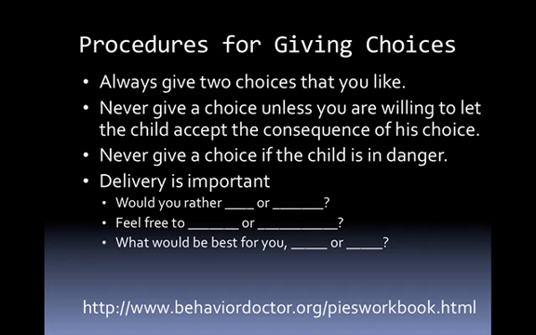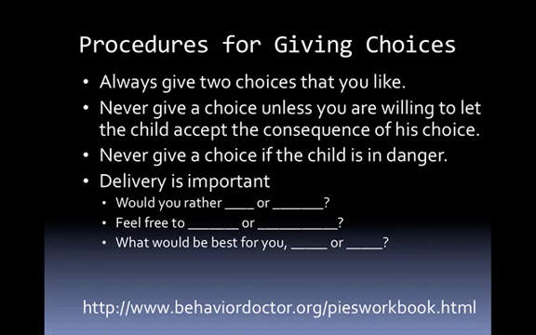Some procedures for giving choices are that you always want to give 2 choices that you like. It's our way of being able to control the situation. They're still going to choose something we like, but they're just going to have some choice in it. So we're going to be able to provide them with 2 options that we can live with. We never want to give them an option that we're not going to let them have. So that moves into the next one: never give a choice unless you are willing to let the child accept the consequences of his choice.